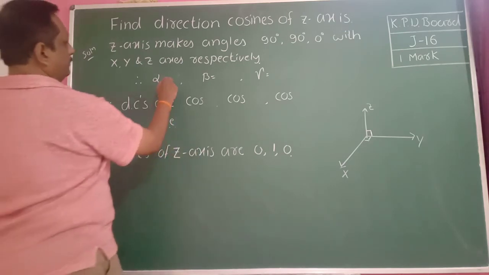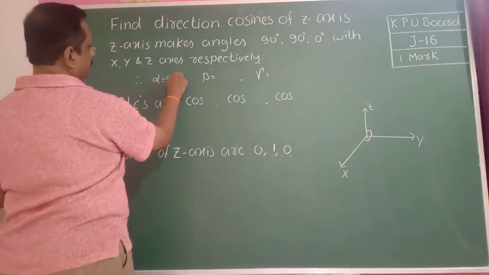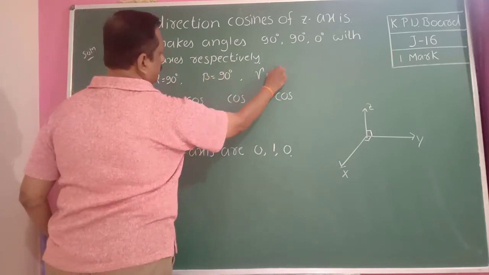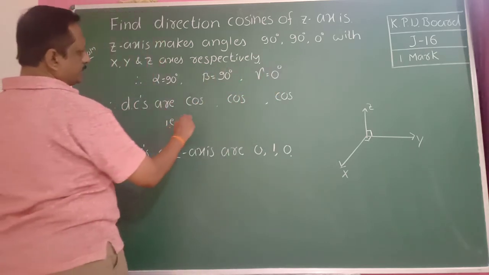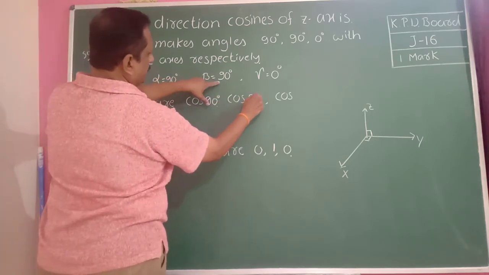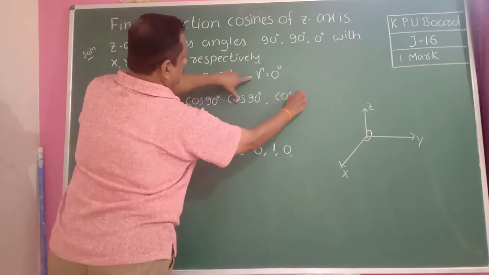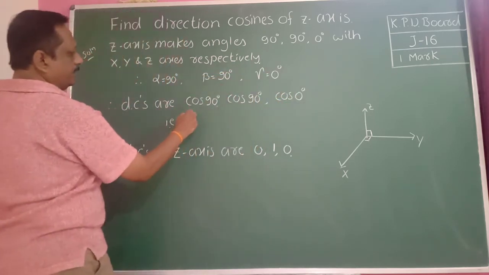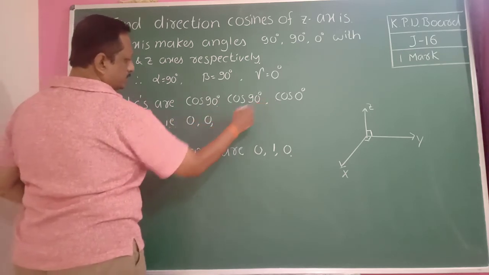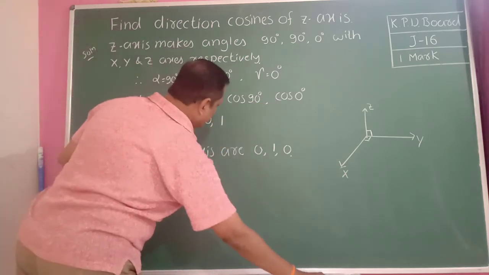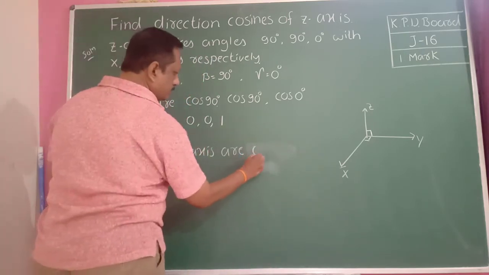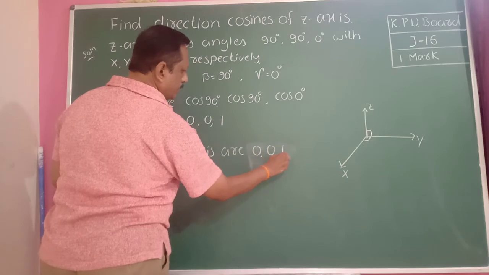Hence alpha is 90 degree, beta is 90 degree, gamma is 0 degree. So direction cosines are cos of 90 degree, cos of 90 degree, cos of 0 degree. Cos 90 degree value is 0, cos 90 degree 0, cos of 0 value is 1. Hence direction cosines of this z axis are 0, 0, 1.